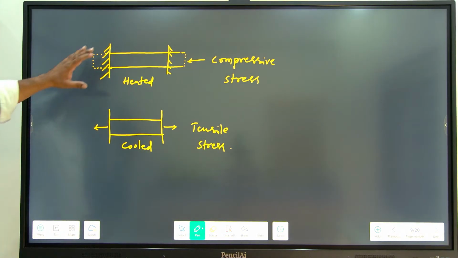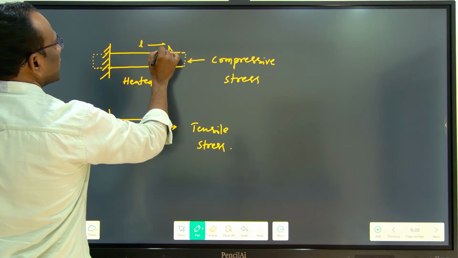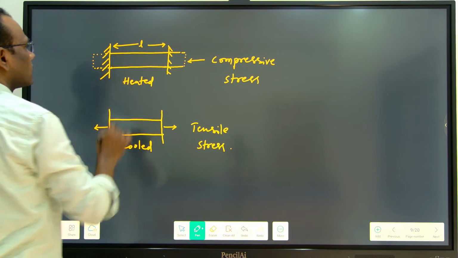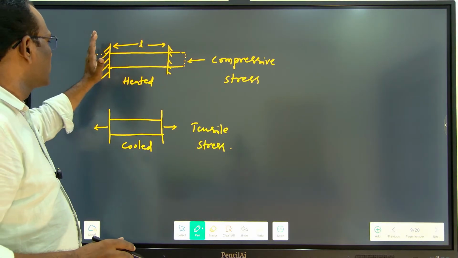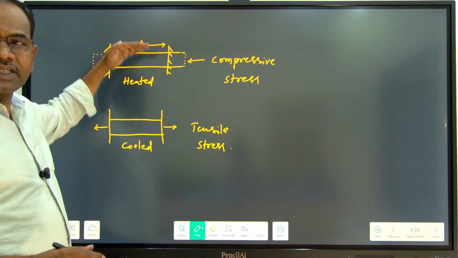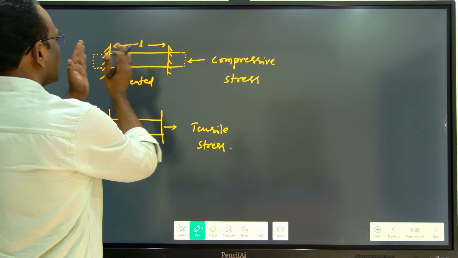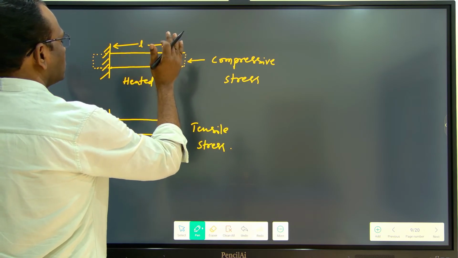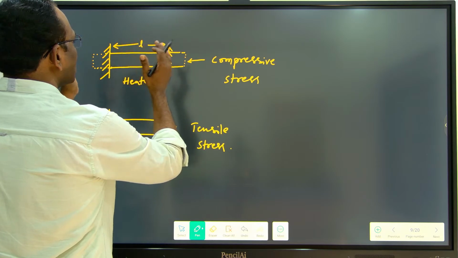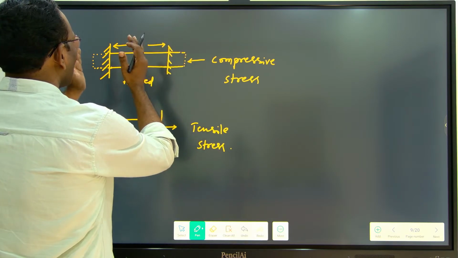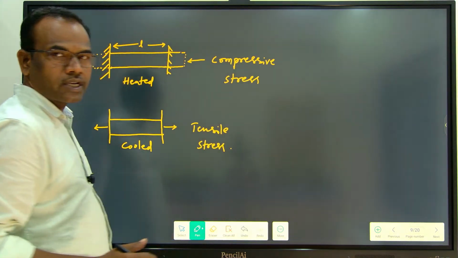Okay. So I am taking one rod, its length is L. I am fixing this rod between two rigid supports. Supply heat, which means its temperature increases. In this case, it is trying to expand, but the rigid supports are not allowing this expansion. That's why a stress is developed in the rod, which is called compressive stress.